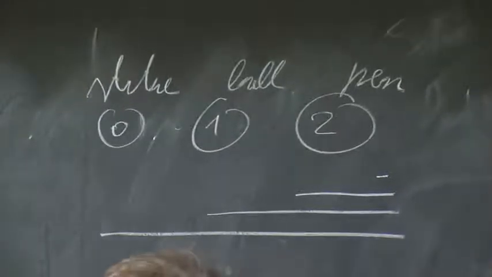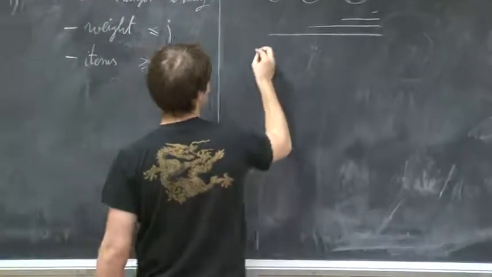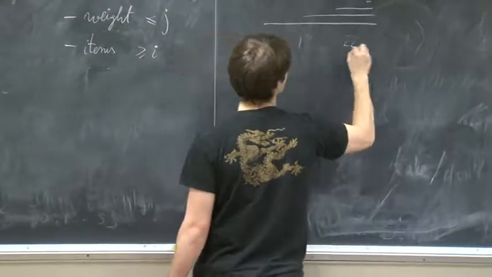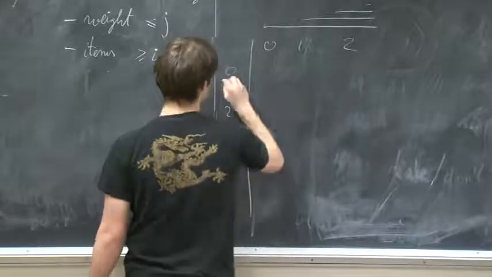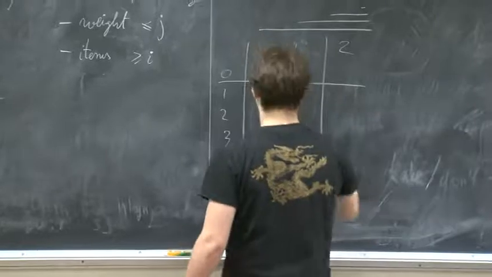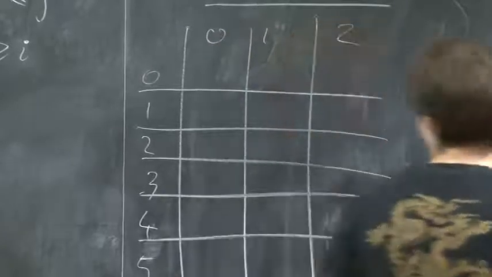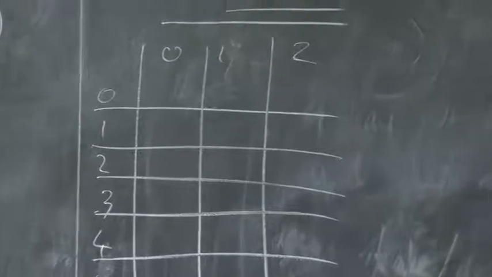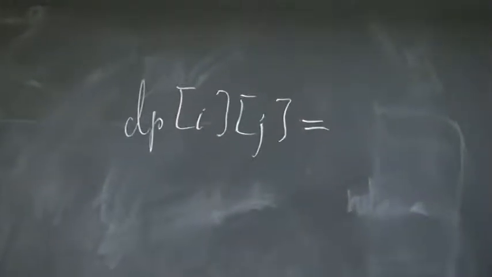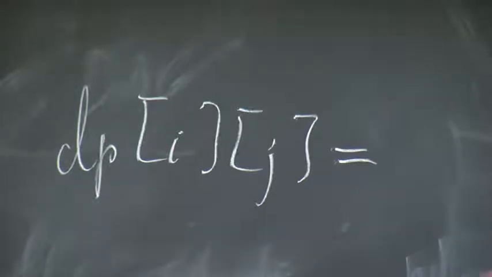And we're also going to consider how much weight we have in our backpack. OK, so let me write this again. 0, 1, 2 here. And weights 0, 1, 2, 3, 4, 5. And this is going to be our DP table. Now, how are we going to compute this? dp of i, j is? All right, the maximum of something.